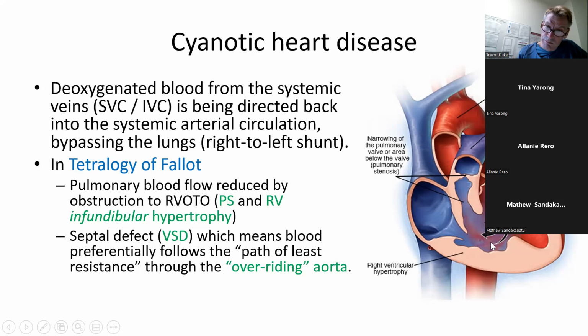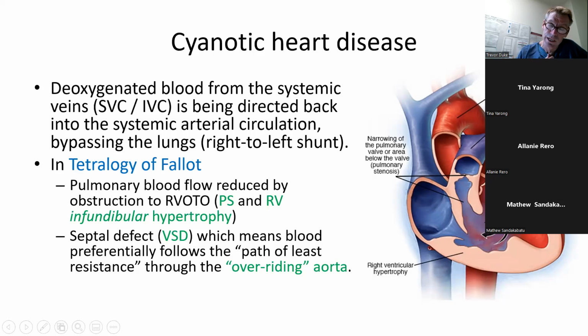The right ventricle muscle usually is thinner than the left ventricle, but in tetralogy of Fallot you can see that the right ventricle muscle is very thick. The muscle below the pulmonary valve is thickened. And so blood can't easily get out the pulmonary valve because of pulmonary valve stenosis and because of this infundibular hypertrophy.